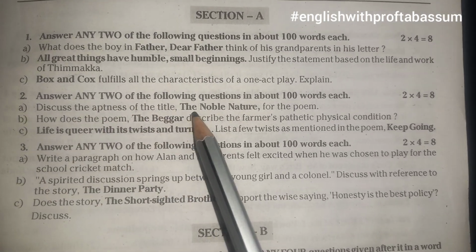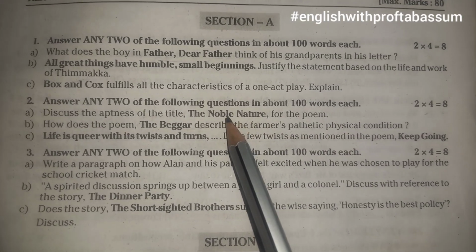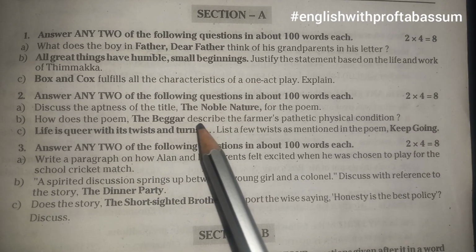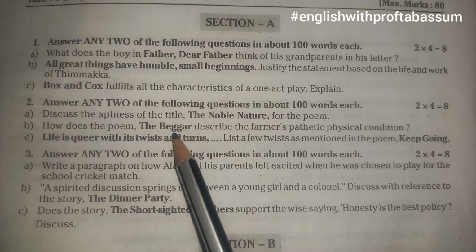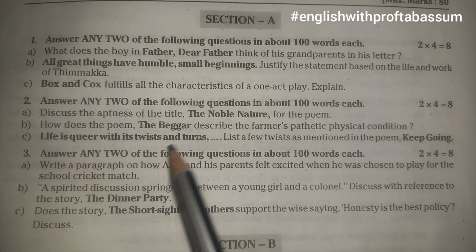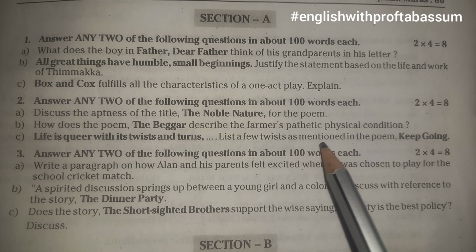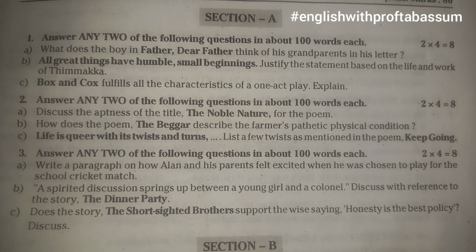Discuss the aptness of the title, The Noble Nature, for the poem. So it is taken from the poem The Noble Nature. How does the poem The Beggar describe the farmer's pathetic physical condition? So it is taken from the poem The Beggar. Life is queer with its twists and turns. List a few twists as mentioned in the poem Keep Going. So it is taken from the poem Keep Going.